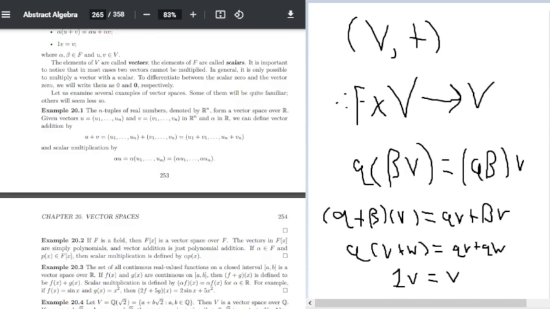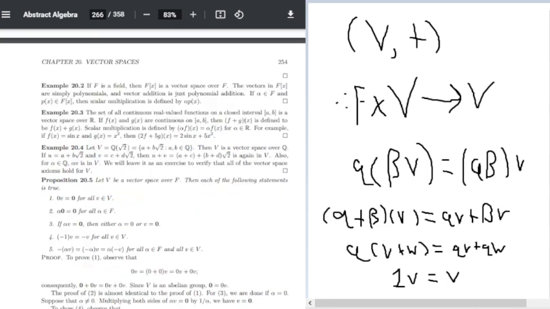Example 20.1. The n-tuples of real numbers, denoted by R^n, form a vector space over R. Given vectors u = (u1, ..., un) and v = (v1, ..., vn) in R^n, and α a scalar in R, we can define vector addition by u + v = (u1 + v1, u2 + v2, ..., un + vn). So we define vector addition coordinate-wise. And scalar multiplication can be defined by αu = (αu1, αu2, ..., αun). So we distribute the scalar over the coordinates.